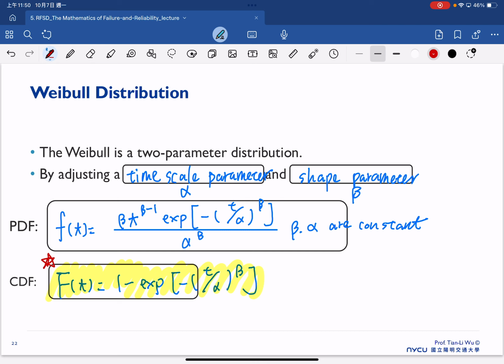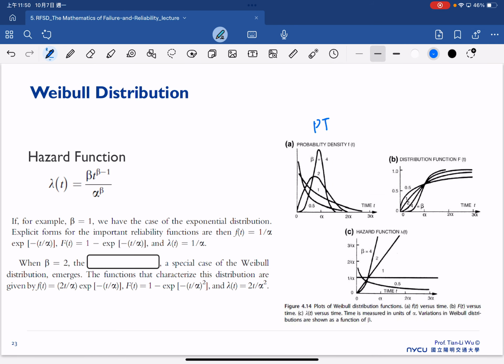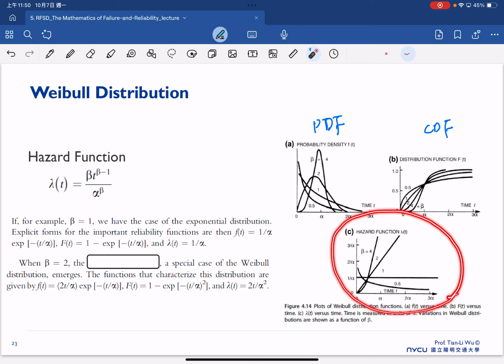The rest of the concept to deal with this equation is the same as in the previous discussion with the exponential and log normal. Since we know the PDF and the CDF, the next one we are interested in is the failure rate function, which is the Hazard function. So this is the PDF for the Weibull distribution, and this is the CDF. And the one we are interested in is the Hazard function, shown here.